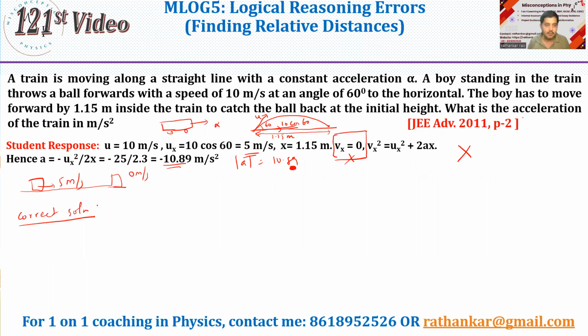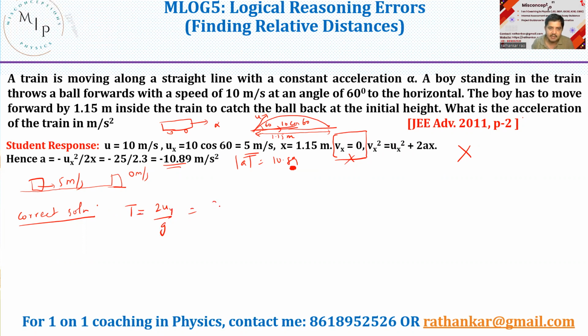Right. So now what is the correct solution over here? When you threw the ball here, the ball started moving like this. The train was also moving. Now, the ball took a time of t equal to 2uy divided by g to reach this point, because it's a horizontal projectile motion. So this had taken 2uy by g.